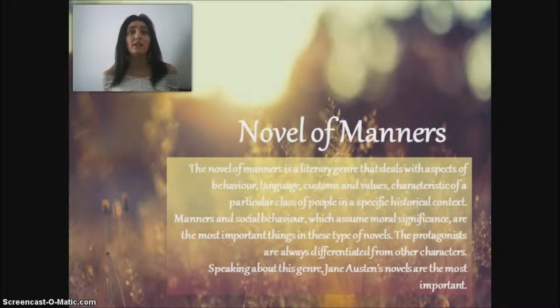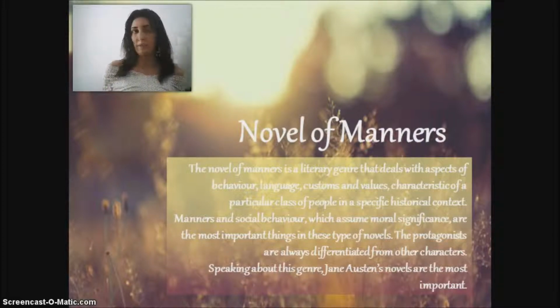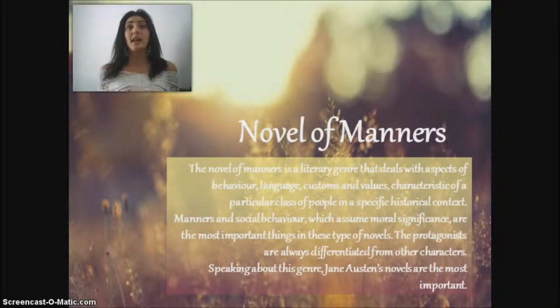The idea of manners has a social and also moral significance. Characters in the novel are not always morally and socially obliging to each other, but there is a difference between the upstanding hero or heroine and the other socially less acceptable characters. Jane Austen's novels are the most important works in the genre, and thanks to her, the novel of manners is associated with her century, the 19th century.